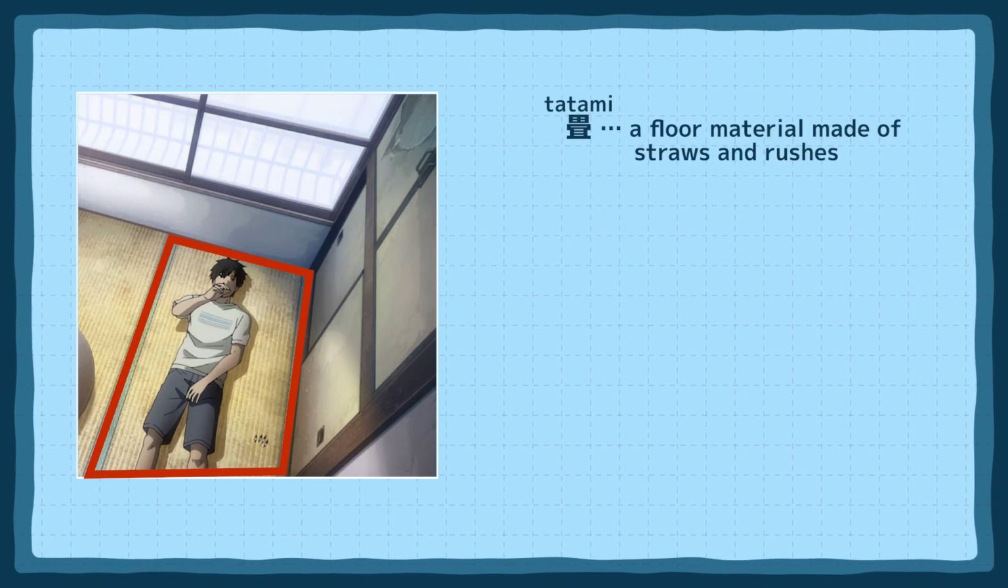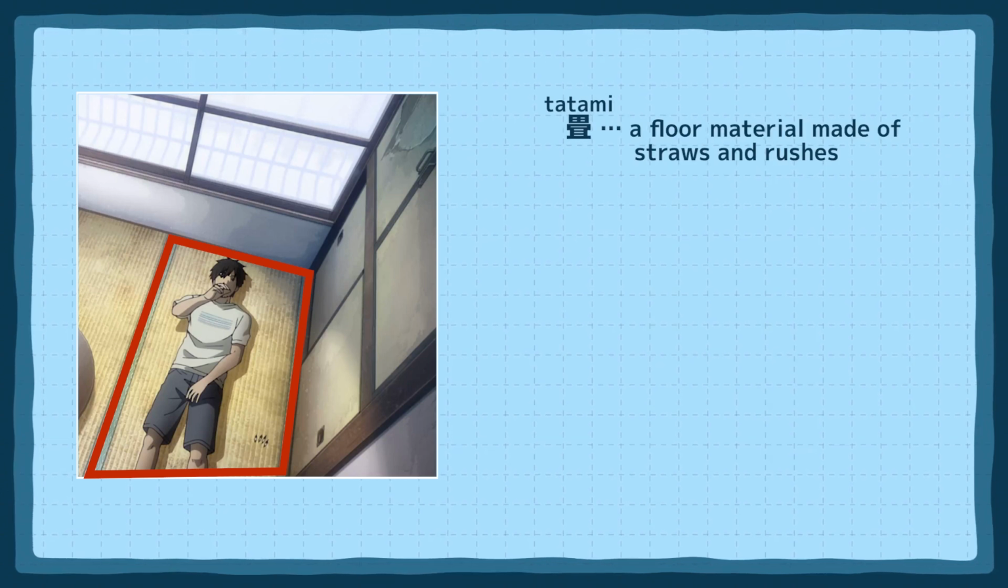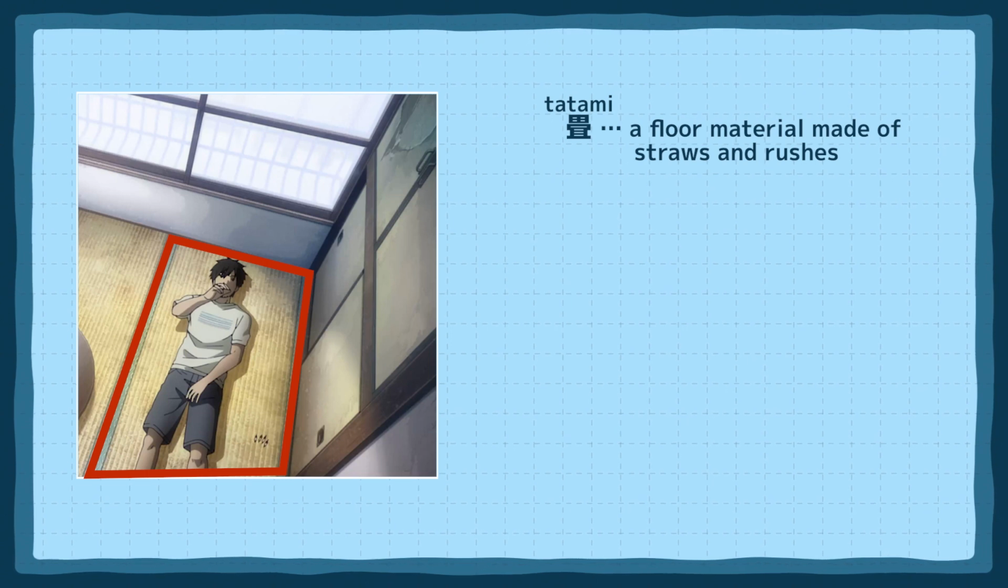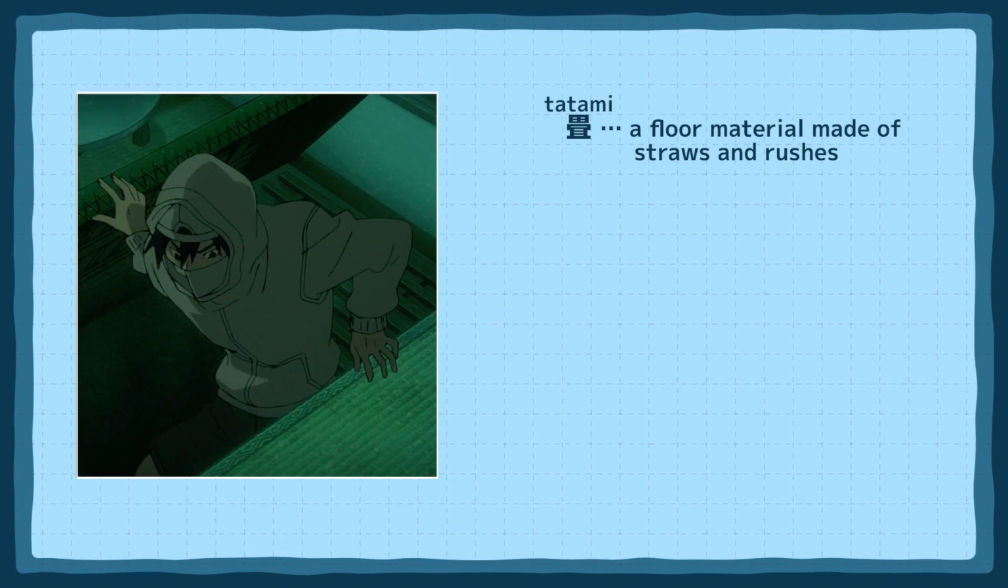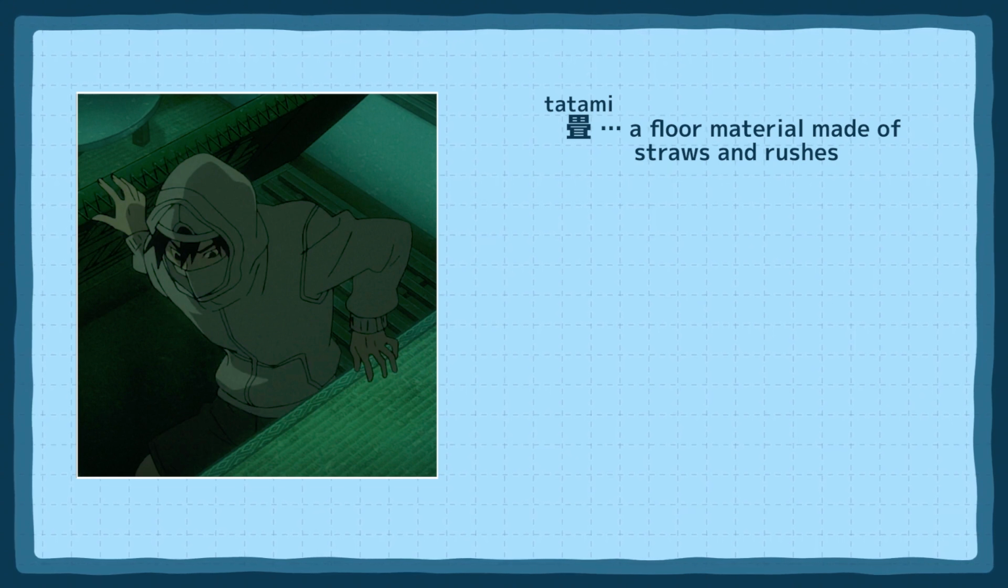This part is called tatami, which is the floor material made of straws and rushes. Actually, you cannot use tatami forever. Almost every 3 years, it's better to flip it upside down, and probably after 10 or 15 years, you need to change to the new ones. By the way, he lifted it up and hid himself in the space under there, but in regular houses, there is no space like that. You will just find a wood board.